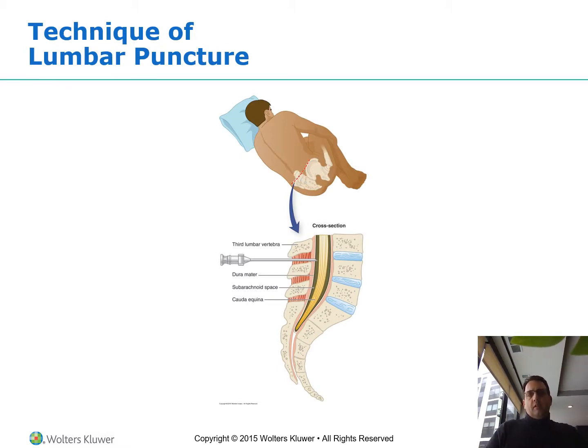This is an image of the lumbar puncture. Unfortunately, the image actually shows the needle going through the wrong place. It should actually be going between the 4th and 5th lumbar vertebra. This is the proper position. The patient would be side lying with their knees at their chest, which would give you the best access to this.